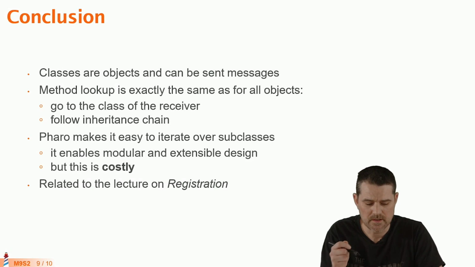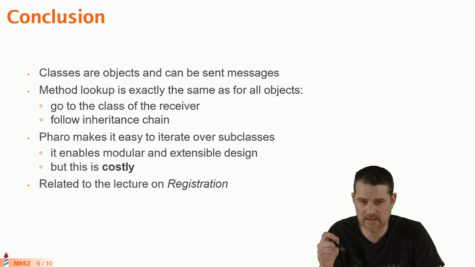So in conclusion, classes are regular objects and we can send them messages. The method lookup is exactly the same as for regular objects. It goes to the class of the receiver and follows the inheritance chain. Pharo makes it really easy to iterate over subclasses, and it allows for a really modular and extensible design, as we saw. But the problem is that it is really costly. This is something that we will address in the next lecture on registration.